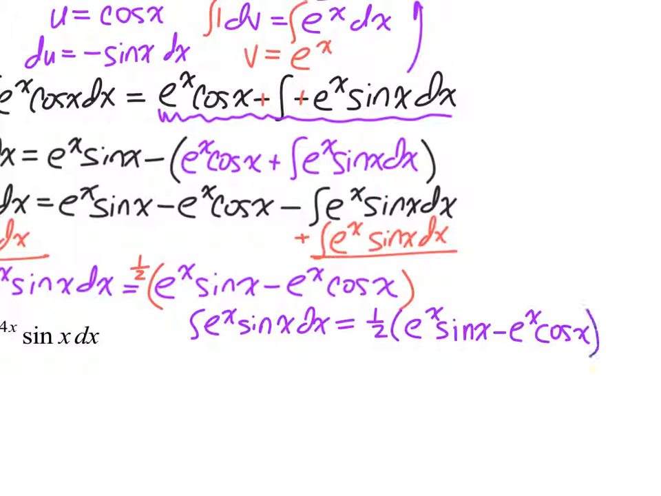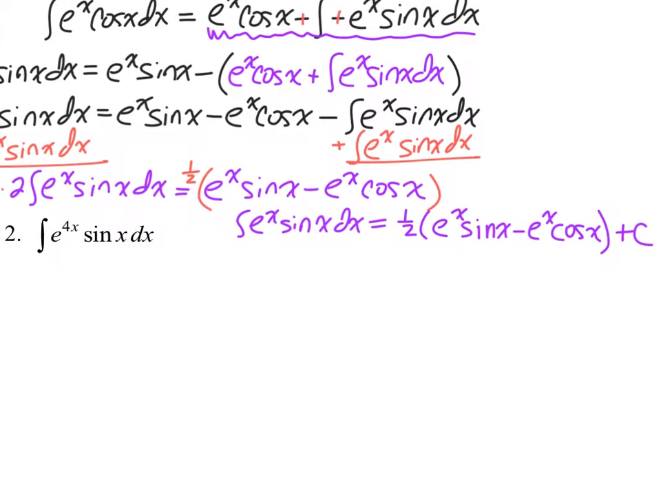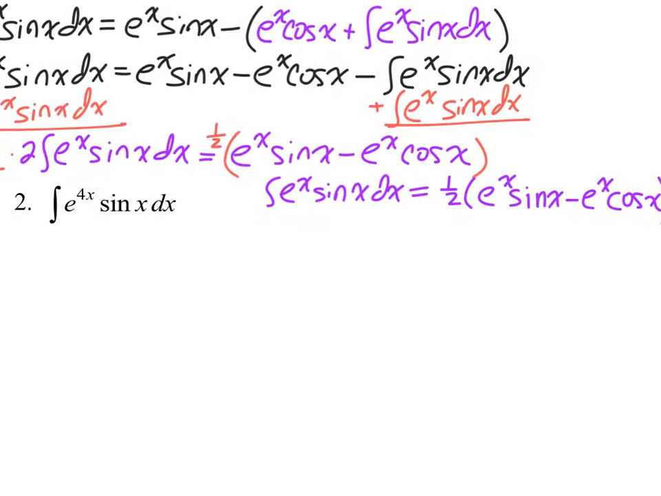There it is. Plus c. All right, so multiply both sides by 1/2. I rewrote it, and then I just tacked on the plus c at the end. That required a knuckle crack at the end.